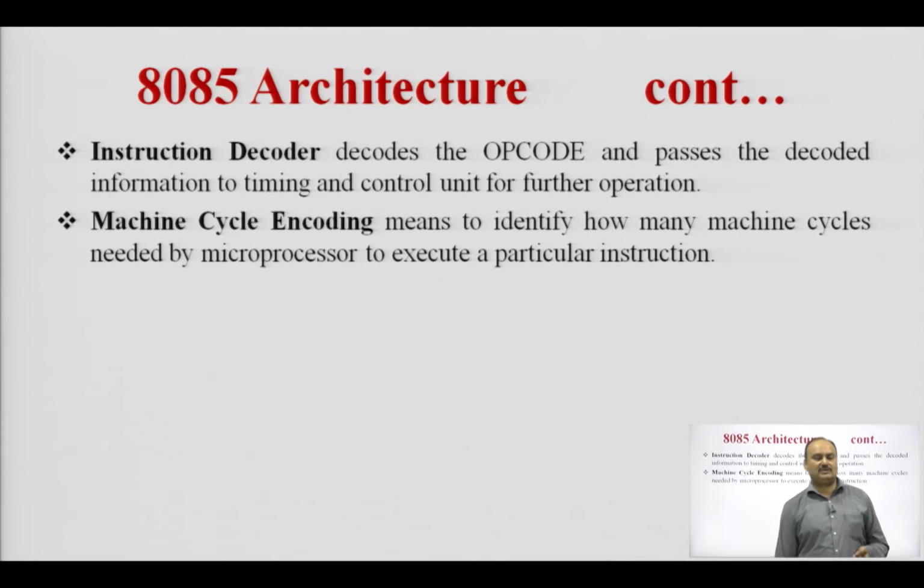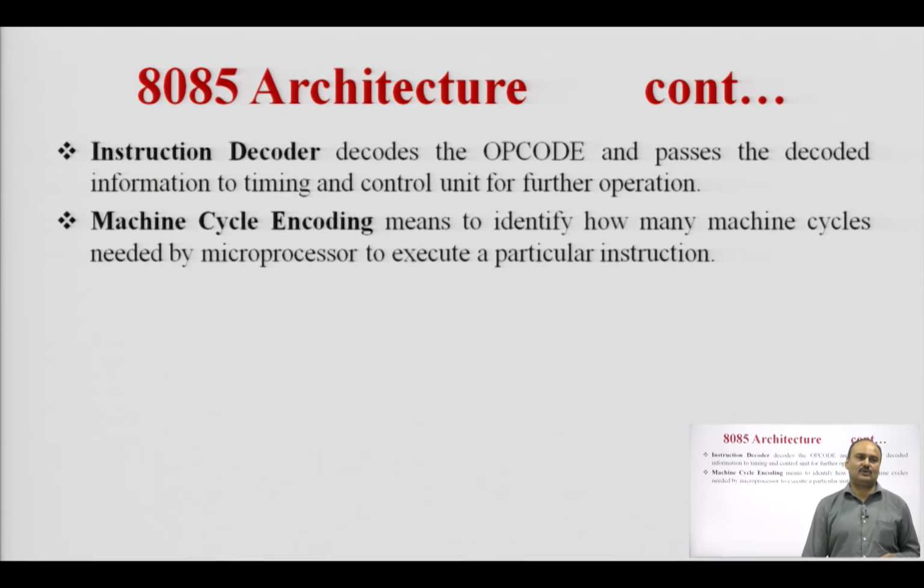The instruction decoder is used to decode the operation code and pass the decoded information to the timing and control unit for further operation. So, the job of the instruction decoder is to decode the operation code. Whenever the operation code is fetched from the memory device, this operation code is passed to the instruction decoder for decoding through the instruction register.